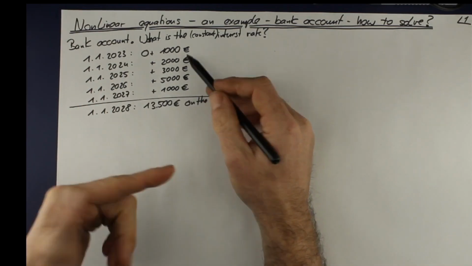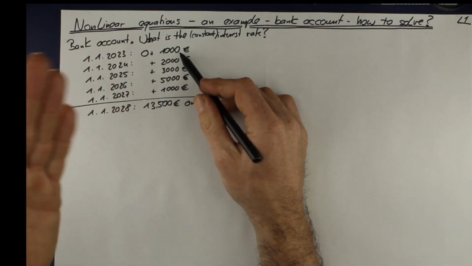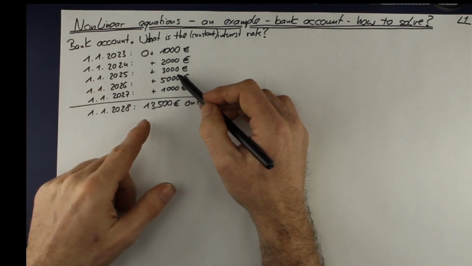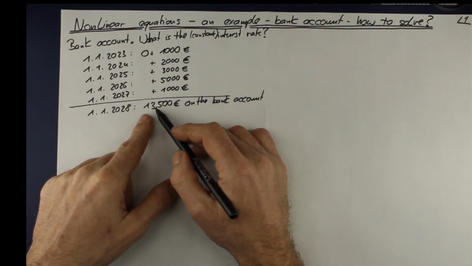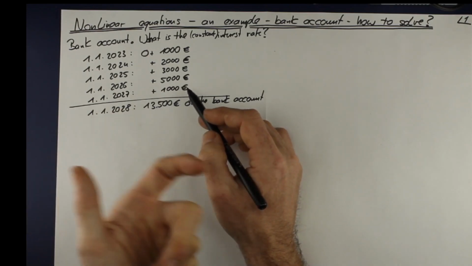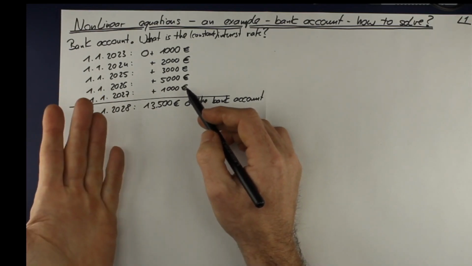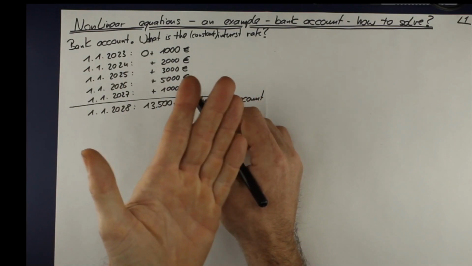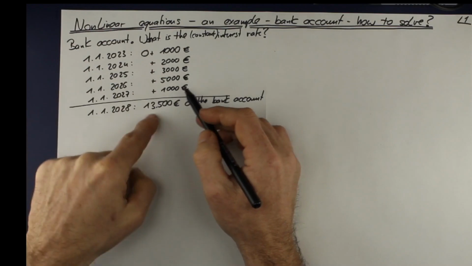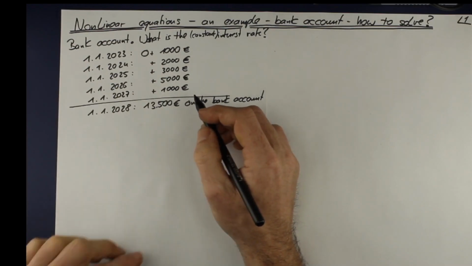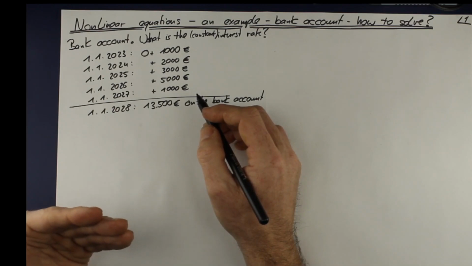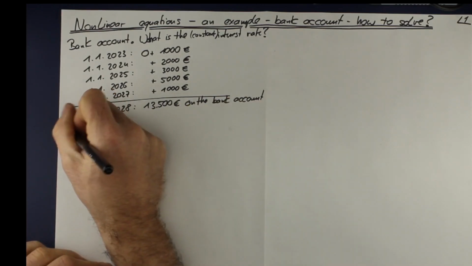€12,000. If the interest rate were, let's say, 100%, then it's obvious that in this case there would have been more than €13,500. So in between 0% interest rate and 100% interest rate, there is an interest rate which leads to that result. And how can we analyze this situation? Okay, let's think about that.